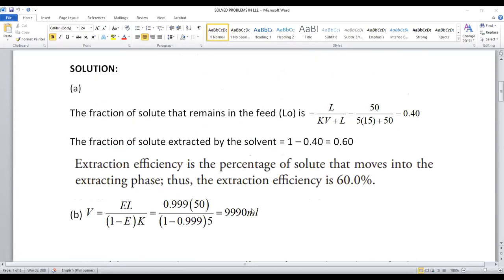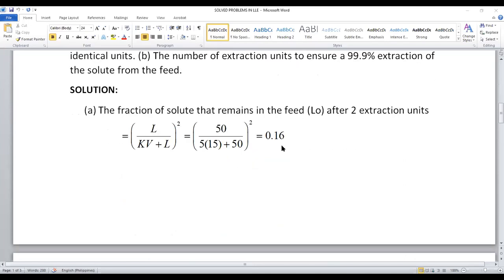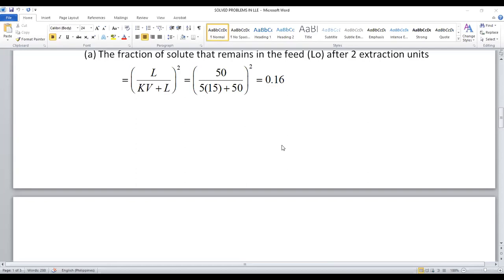This is not yet the efficiency, so you have to subtract it from 1. So this is the fraction remaining for your solute for a 2 extraction system in number 1. Same feed amount, same distribution coefficient and solvent. So 0.16. So your efficiency is 84%.